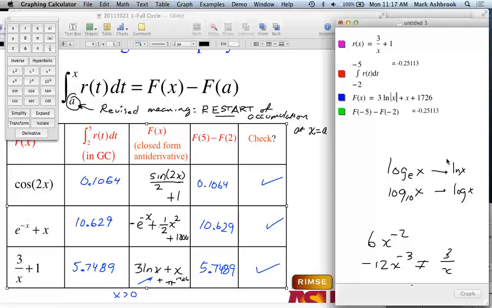for the rate of change function and the accumulation function. It's true. It works, and maybe that's satisfying for you guys. For me, I would need to think more about it. I would like to grapple with it and know why.